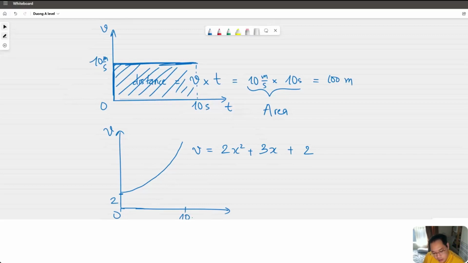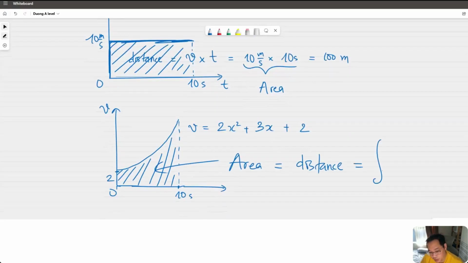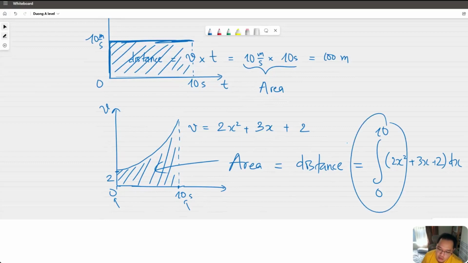And in a time, for example, 10 seconds, the integration is used to determine the area of this thing. And that area is the distance that the object moves. And that distance is the integration where the lower limit is 0 here, the upper limit is 10, okay? And we put the function of the speed here, 2x squared plus 3x plus 2 dx, okay? So one application of integration is to calculate the area under a graph, a curve, a function graph, okay? And in this case, the area is the distance that an object moves when its velocity varies as a function of time. X here is the time, okay? This is one example of the application of integration.